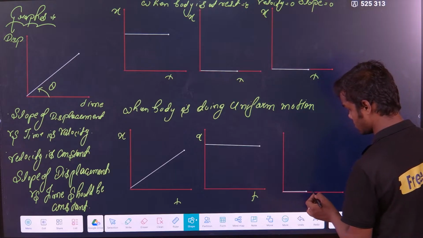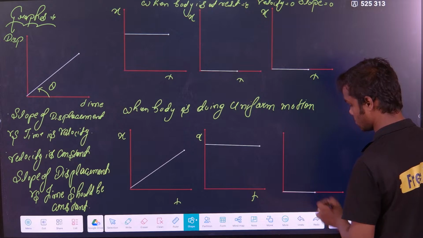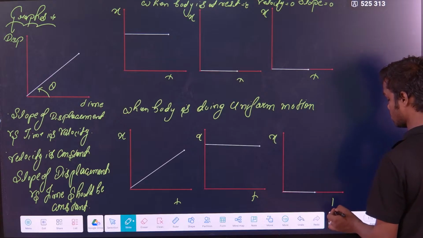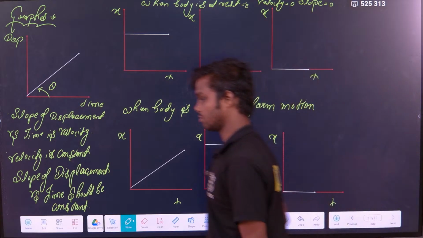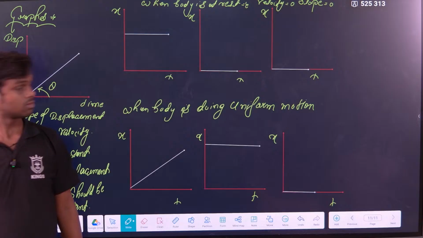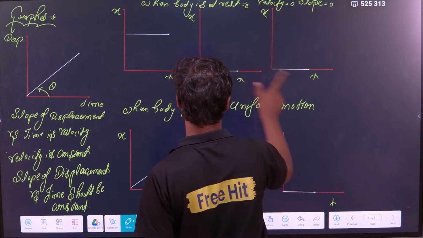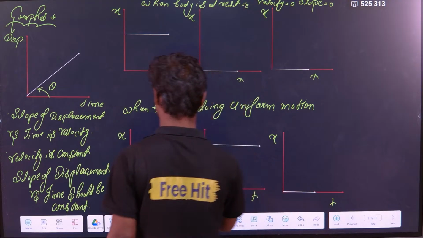This curve. Okay, so that is three cases. Clear? So during uniform motion, the velocity should be constant. See, the velocity is constant.